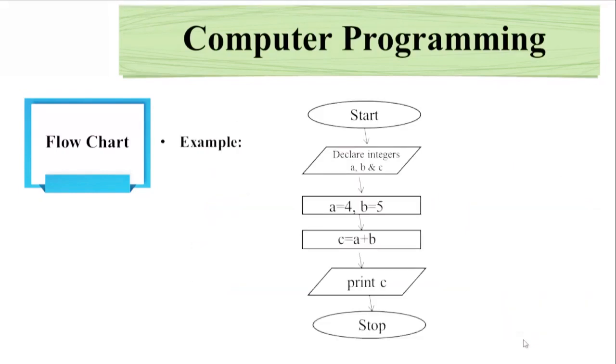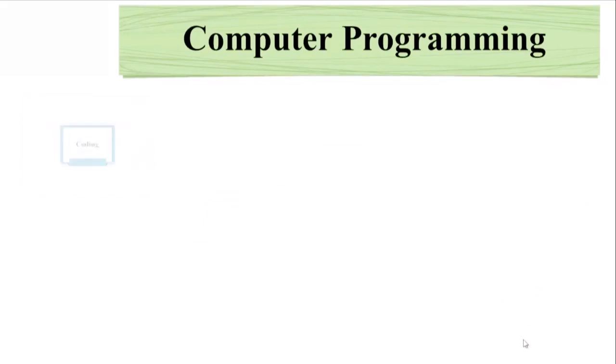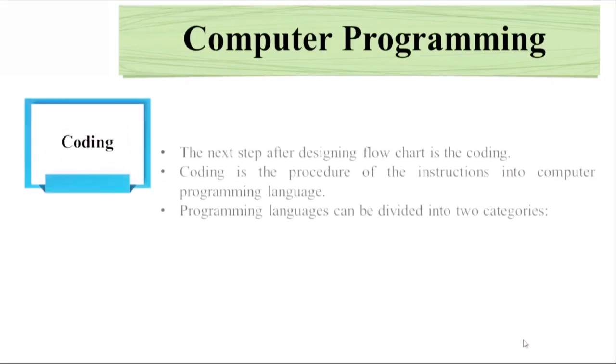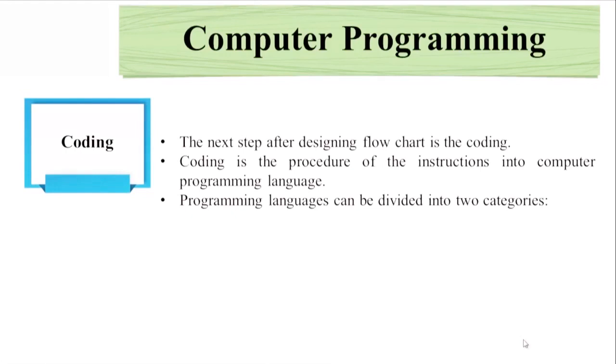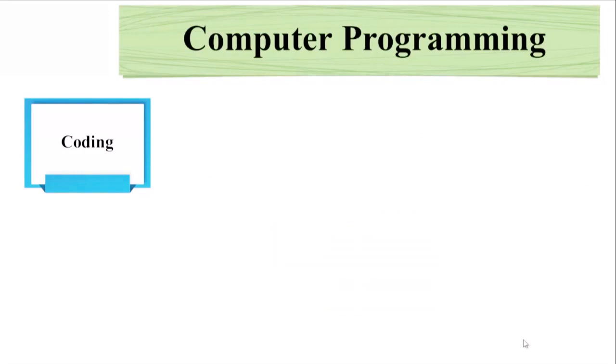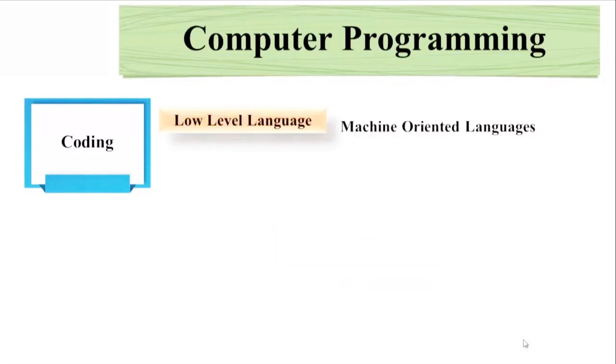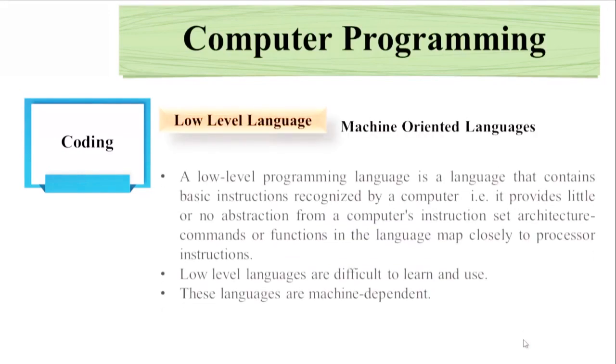Coding in computer programming. The next step after designing the flowchart is the coding. Coding is the procedure of translating the instructions into a computer programming language. Programming languages can be divided into two categories, low level and high level language. Low level, machine oriented language.